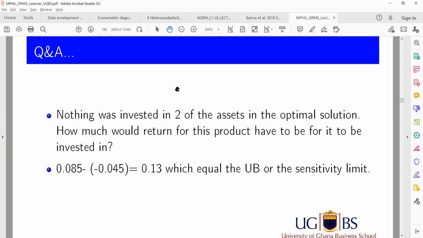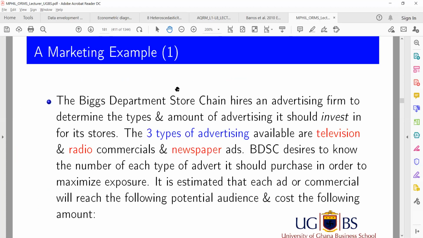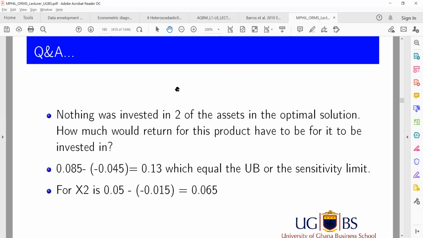Now, finally, everything I worked is in your slides. You can check it, and this is how we calculate it. Next time, you will look at another example, known as a marketing example. That marketing example will stretch us to better understand the sensitivity ranges. Go and try it at home, and when we meet next time, you will love the situation.